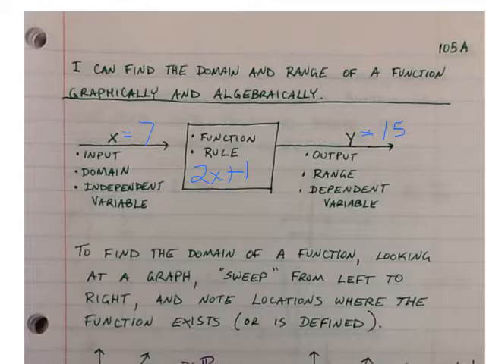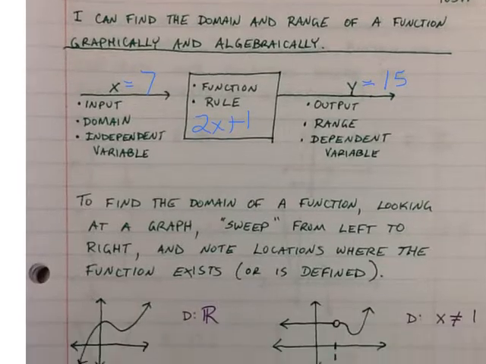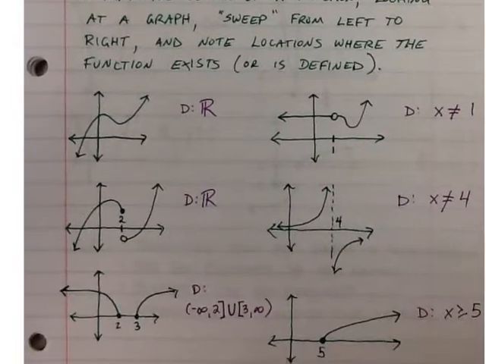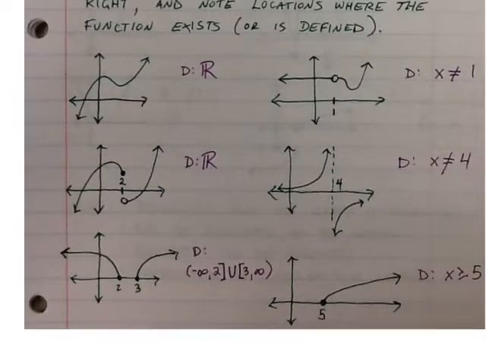To find the domain of a function looking at a graph, sweep from left to right and note locations where the function exists or is defined. So I've got several examples down here, and we'll talk about them. So as we sweep from left to right, the function has x values, x values, x values, and it just goes on forever in both directions. So our domain is all real numbers.